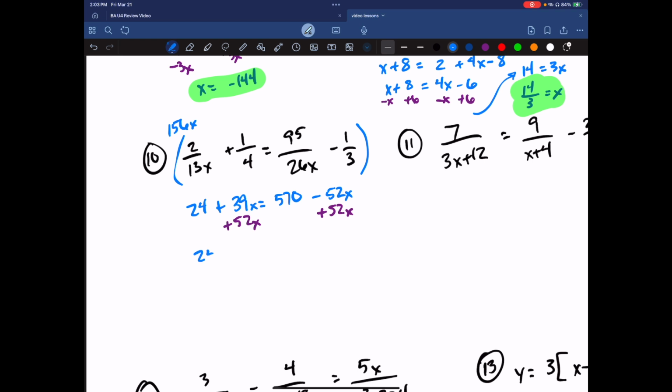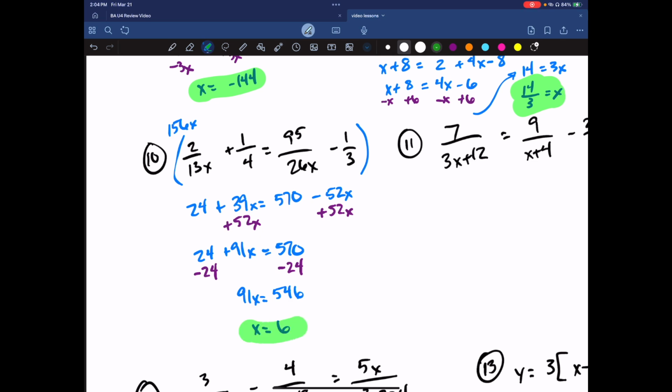Okay. So you got 24. All right. That's going to be 91. 91x equals 570. All right. And then I'm going to subtract 24 from both sides. Okay. So this is going to be 91x equals 546. Divide both sides by 91. And you'll find that x is 6.